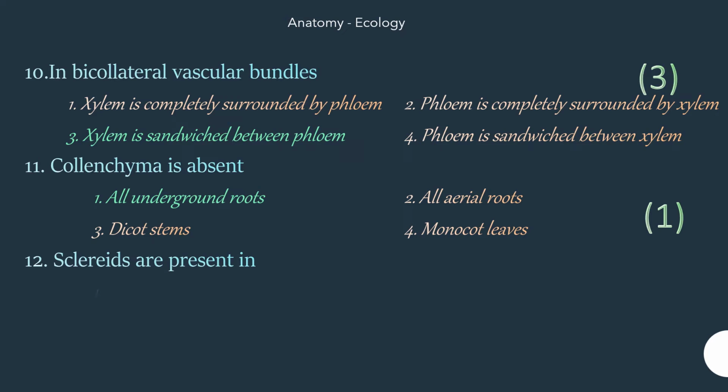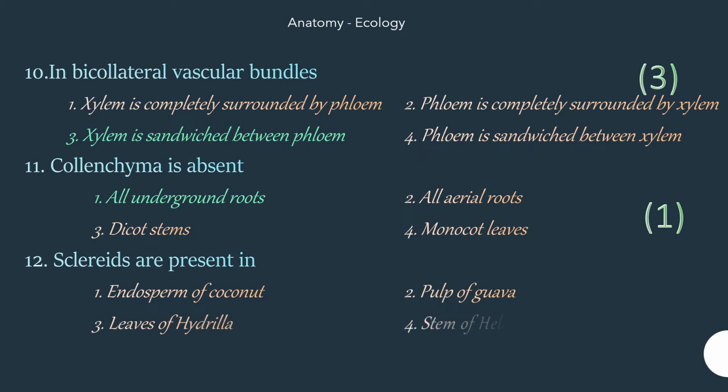Sclereids are present in: endosperm of coconut, pulp of guava, leaves of Hydrilla, and stem of Helianthus. The answer is 2. Pulp of guava.